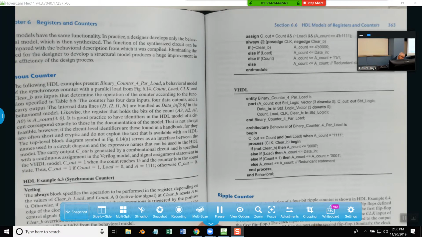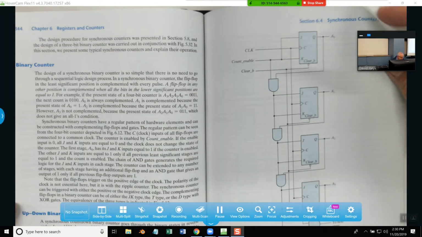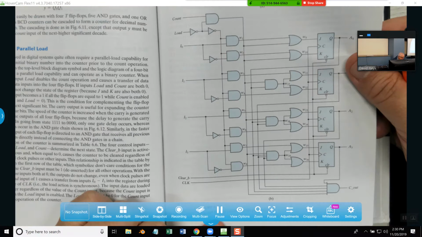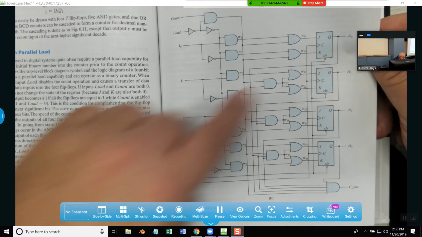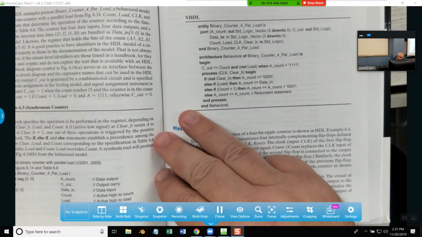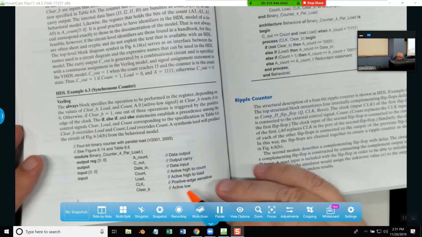We've got our I's coming in, we've got our A's going out, so input and output. So here's our data output. Input is data in. That's our I's over there. We got C out, which is down here. We got count, load, CLK, and clear B. Count, load, CLK, and clear B. CLK, clear B is up here.